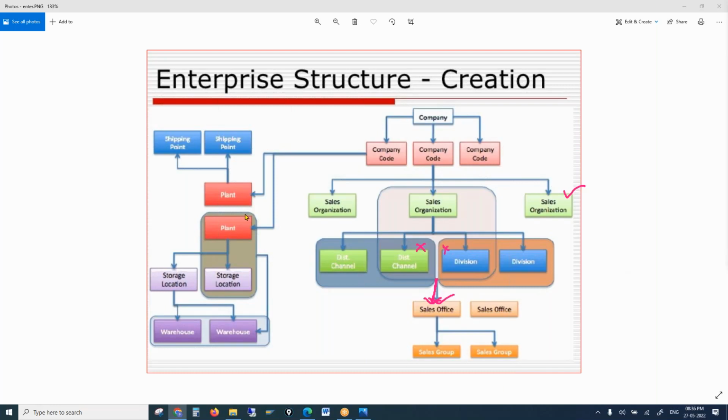Then let's also move on to MM. Let's MM also we should know. Plant. When I say plant, what comes into your mind? Anyone? Manufacturing unit. Manufacturing. Heavy machinery. So when I say plant, machinery, noise, pollution, right? Sound, right?